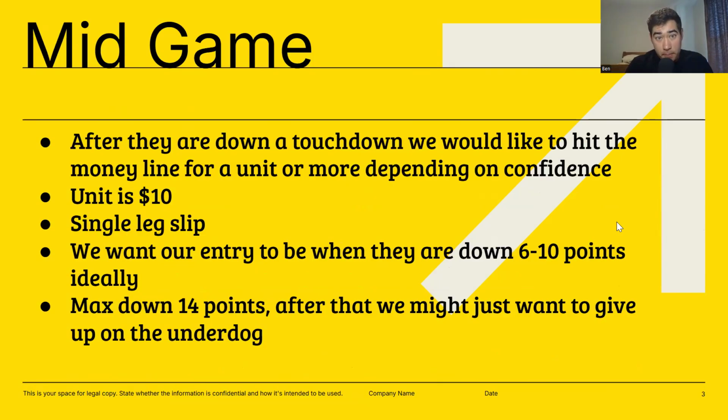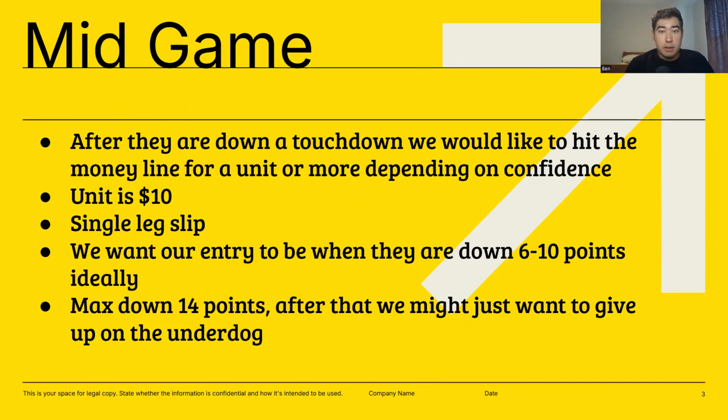So mid-game, what are we doing? Unit size of $10, like I said. We're doing single leg slips, so straight bets. After they're down a touchdown, we want to hit them then. That's the best time to hit them. They're down seven, we hit the underdog money line, we get really good odds, and they still have a good chance of coming back.